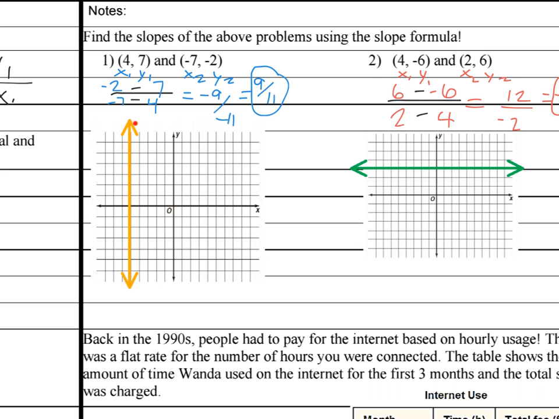Here we have a line that is vertical, which if you recall from the front, that is an undefined slope. Next, we have a horizontal line that's running just left to right, which if you remember from the front of our notes, that tells us the slope is 0.